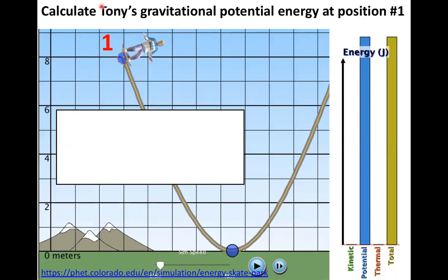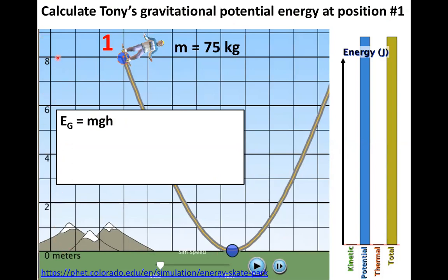So first, let's calculate Tony's gravitational potential energy at position number 1. At position 1, he is 8 meters high, and we know his mass is 75 kilograms. So gravitational potential energy is Eg equals mgh. We check, do we have mass? Yes. Do we have g? Yes, we have 9.81. That's a constant as long as we're near Earth's surface and on Earth and not some other planet. And then h, we can read from this graph here.